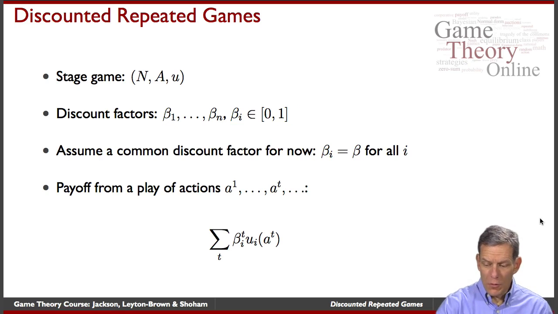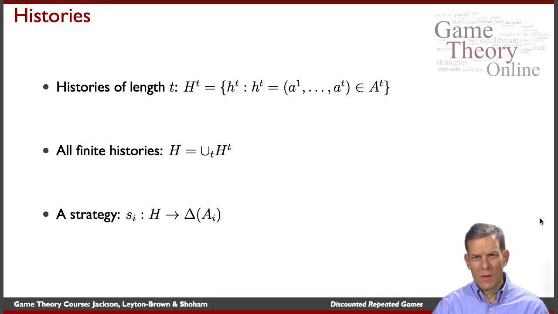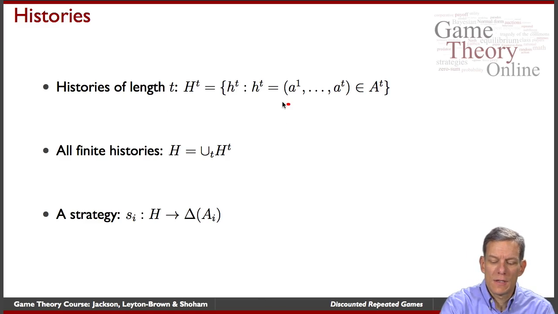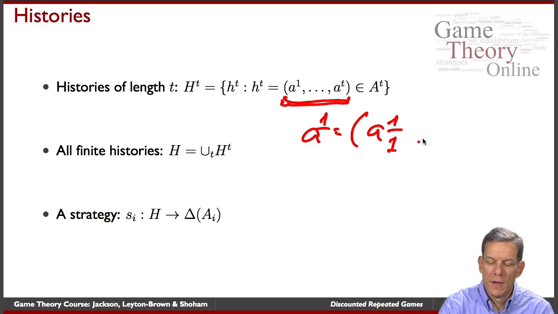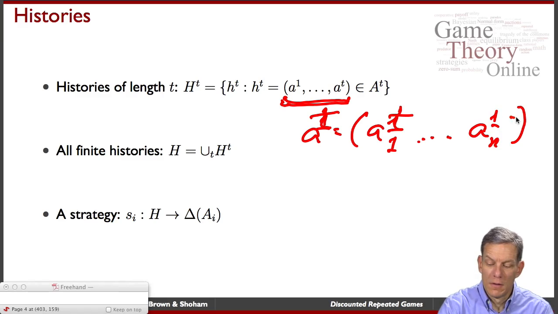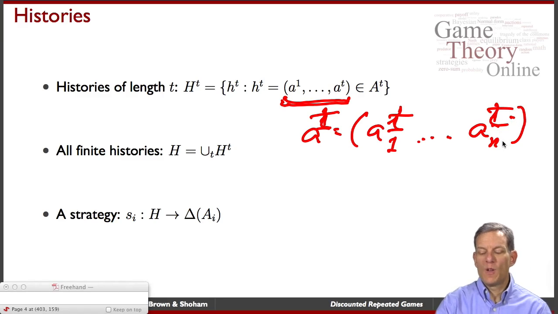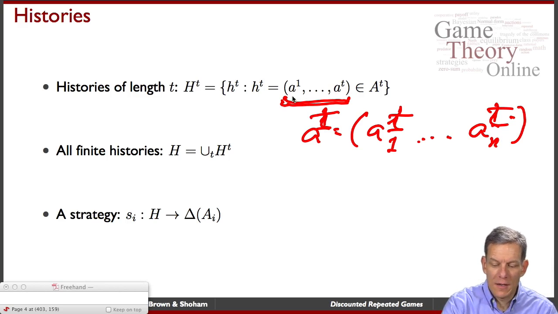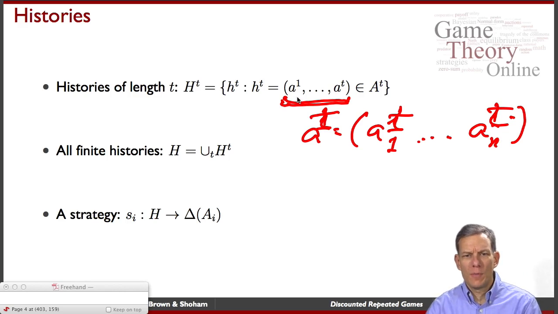Okay. So when we look at these games, again, players can condition their play on past history. So a finite history of some length t is just going to be a list of everything that's happened at every date. So here, a^1 is equal to a profile of what every player did in period 1. So in the first time we played this game, what did everyone do? And generally, a^t is going to be what everybody did at time t, right? So we've got a^t_1 to a^t_n. So these things are vectors, and they tell us what everybody did in the first period, what everybody did in the second period, and so forth.